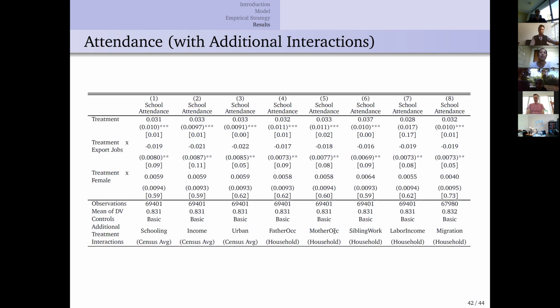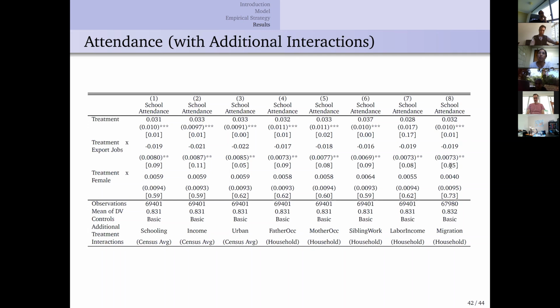And that's not because those other things don't matter. So I forget now exactly what direction it goes, but with father's occupation and with sibling work, you actually do see that there are different sized treatment effects for people with siblings who work or siblings who don't work. So there are differences across these dimensions. It's just that those differences were not what was driving this treatment effect, or sorry, this export jobs interaction effect, because that still seems pretty consistent across all of these specifications.